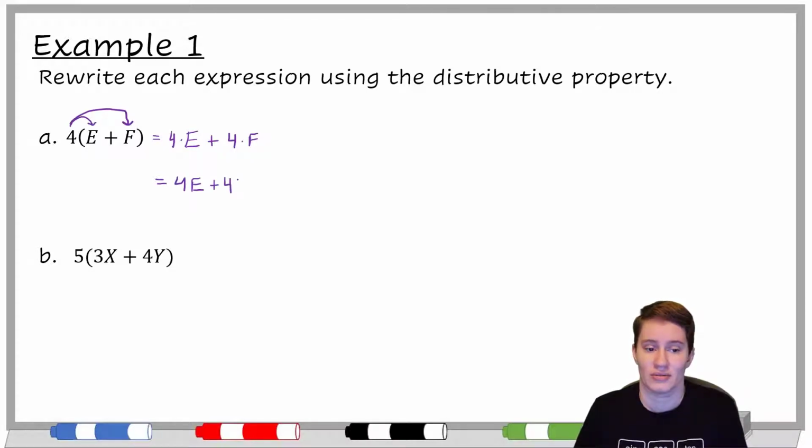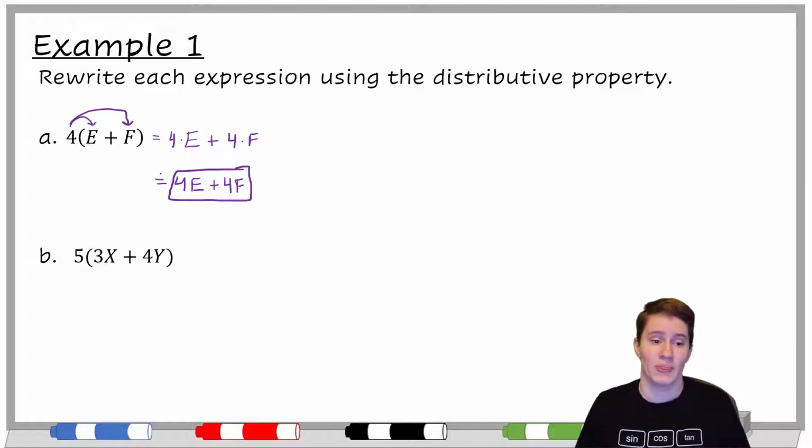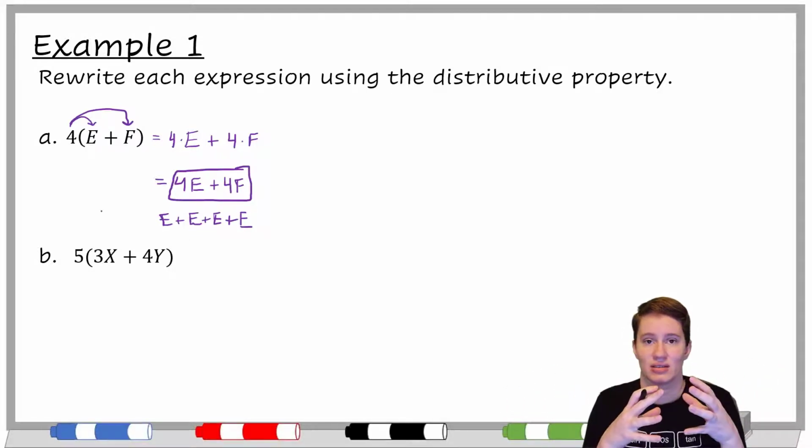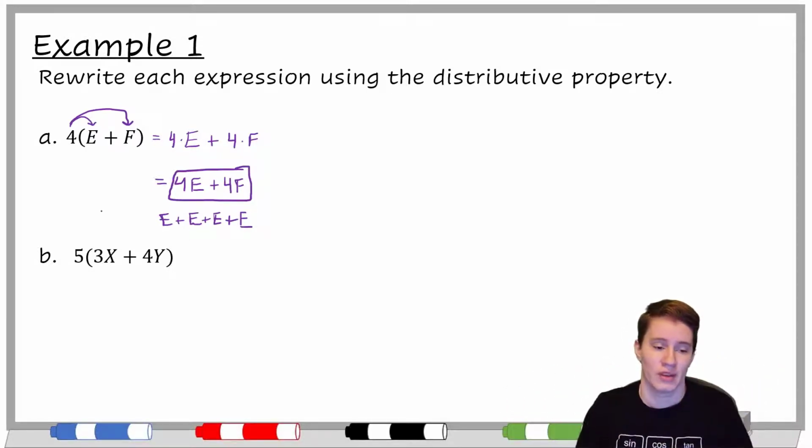plus 4f. So this is one of those things, I don't know if I've said this clearly before, but when we see the number and letter right next to each other, that means multiplication. We're saying 4 times e. It also means what we're doing is we have e plus e plus e plus e. We're just writing it shorter because we're saying we have 4 of them being added together, so there's 4e.